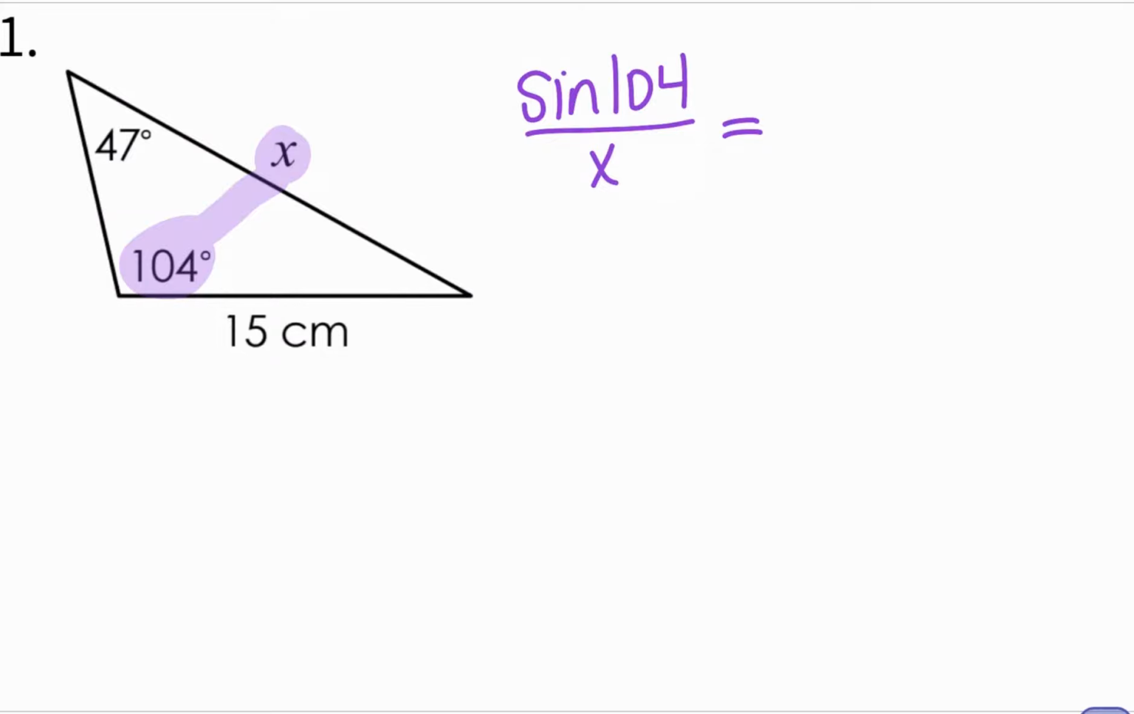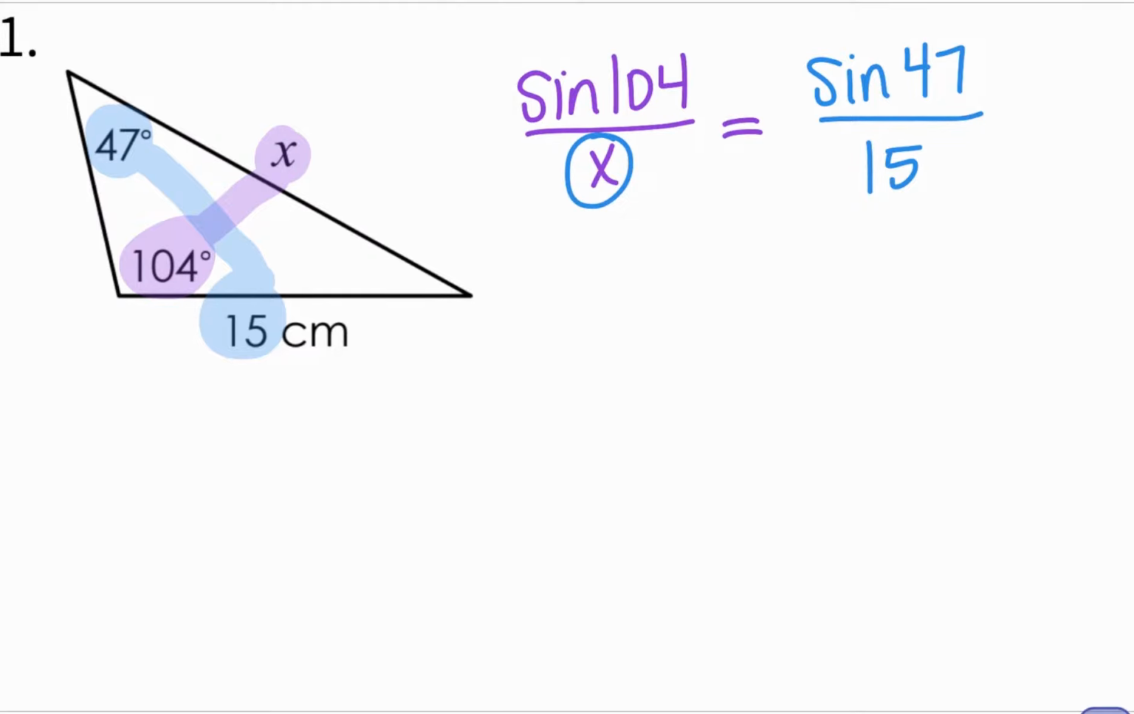So here's my other angle. Actually, let me use a different color. Okay, so here's my angle, 47, and across from it, my opposite side. So those are going to go together. So we're going to have it equal sine of 47 degrees over 15. So now our job is to solve for that x.